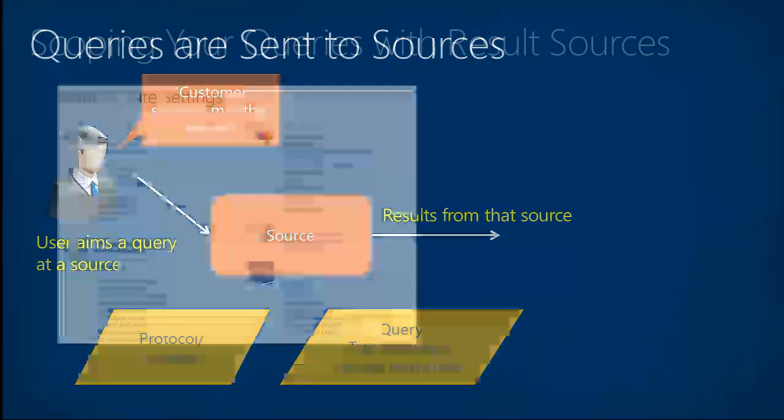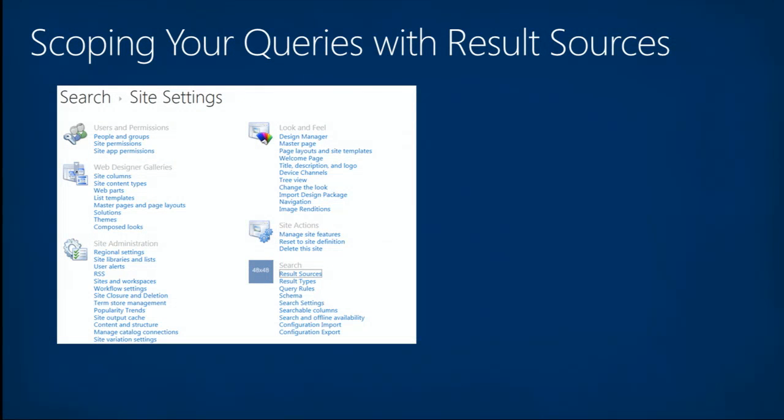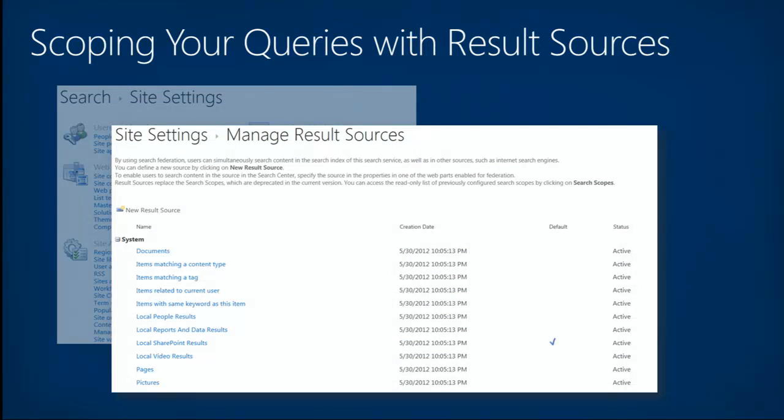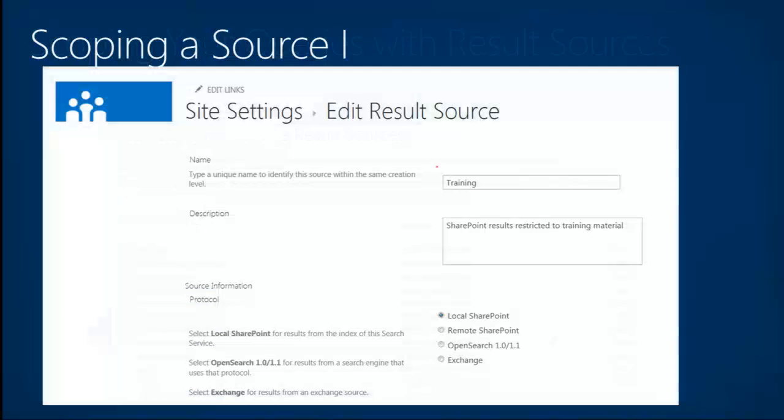Now, to configure it, it's a site-level setting. You go to the search section and click on result sources. You can add a new result source on the management page. Let's say we're trying to add a training source, and that's just SharePoint results restricted to a particular site. I'll give a name and a description, and then I'll give that first important bit of information, the protocol. I can choose from local SharePoint, remote SharePoint, open search, which is for search engines which obey that federation protocol, like Bing, and Exchange. In this case, I want my local SharePoint results. It's not a hybrid case for remote SharePoint.